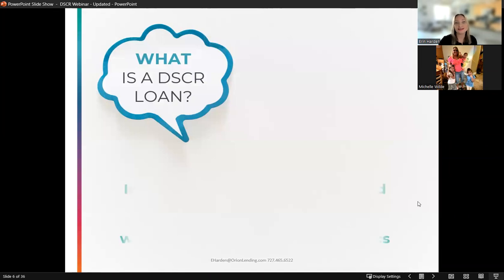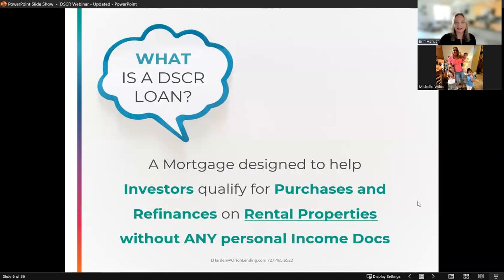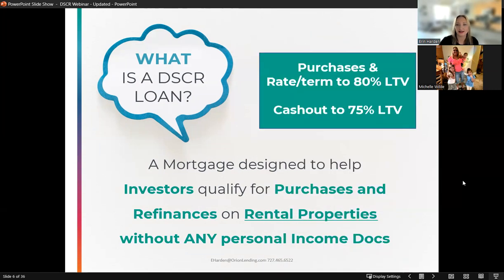So what is a DSCR loan? Basically, in a nutshell, these are mortgages that are designed to help investors qualify for both purchases and refinances on rental properties only, without any personal income docs. So I do want to stress that this is not for owner-occupied properties. This is rental properties only, and we'll cover why here in a second. But we can go up to a max LTV of 80% on purchases and then cash out up to 75%.